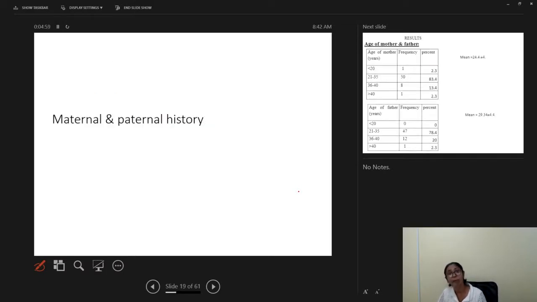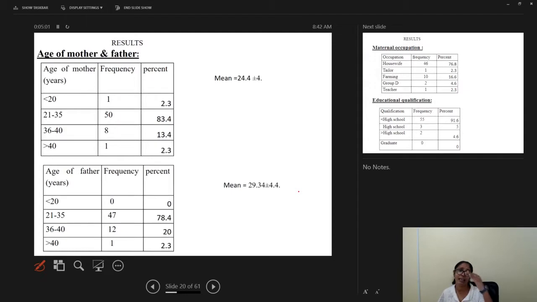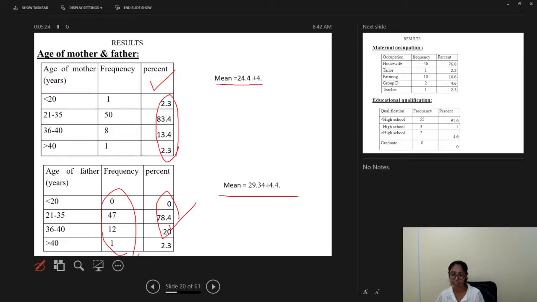The next is about the maternal and paternal history, which we categorized into different age groups: below 20, between 21 to 35, 36 to 40, and above 40. These are the cases, these are the frequencies in the case of males and in the case of females, that is, the mother as well as the father, and this is the mean of the age.